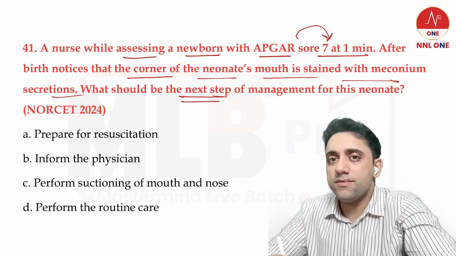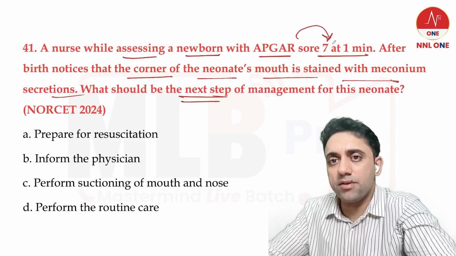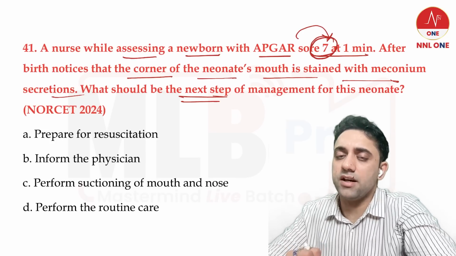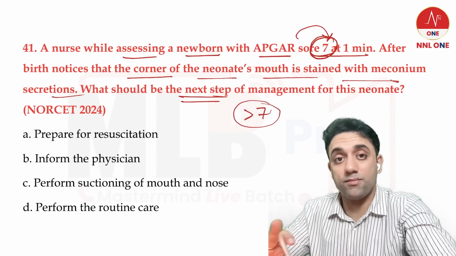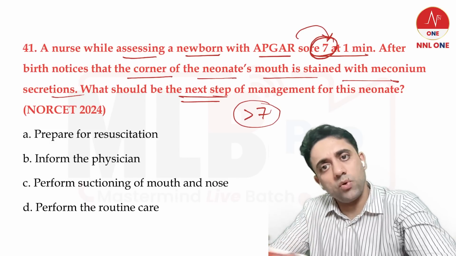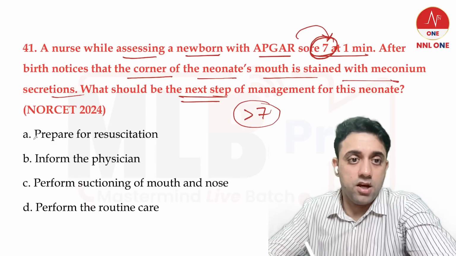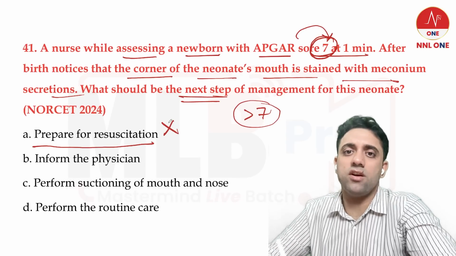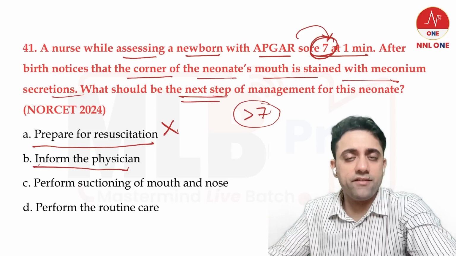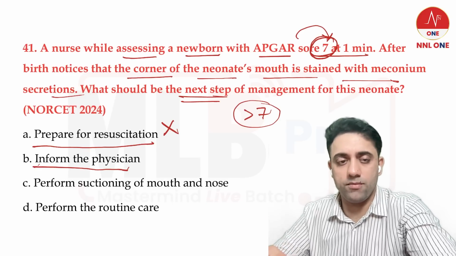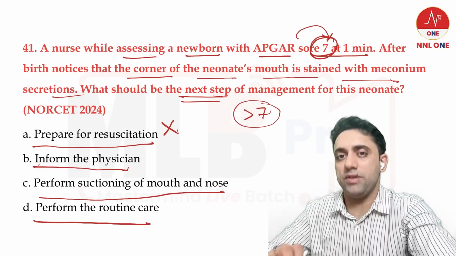Okay, so a meconium stained baby is there. Very importantly, the Apgar score is 7. What is the normal Apgar score? 7 or more is a normal Apgar score. This baby's score is touching 7, which is kind of normal. The baby is not sick. Prepare for resuscitation? No, it's not needed. Inform the physician? No, it's okay. He might have a meconium stain, but you don't have to inform. Perform suction of the mouth and nose and perform the routine care.